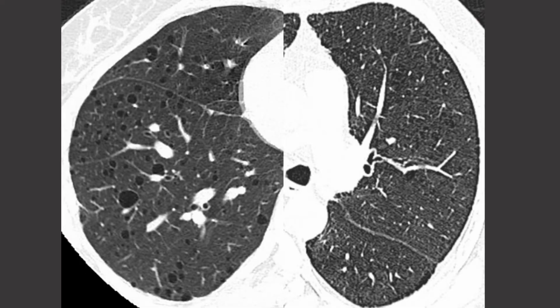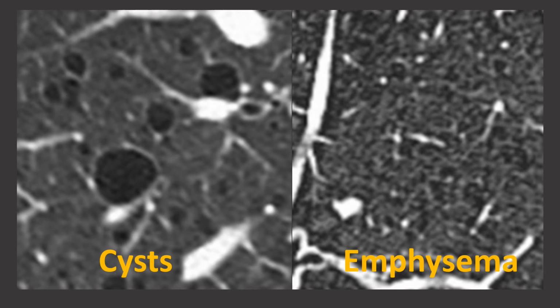Let's compare and contrast a case of cystic lung disease seen on the left and centrilobular emphysema seen on the right. Notice the holes on the right have clearly identifiable walls, whereas those on the left do not. The case on the left represented a cystic lung disease known as lymphangioleiomyomatosis, in short, LAM, and on the right, a smoker with centrilobular emphysema.